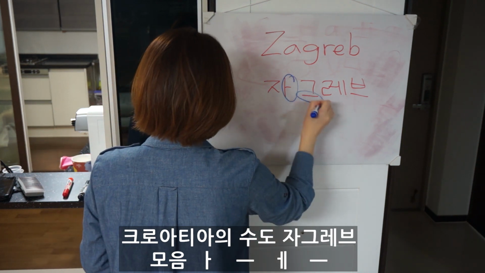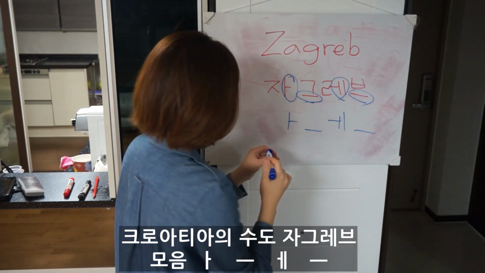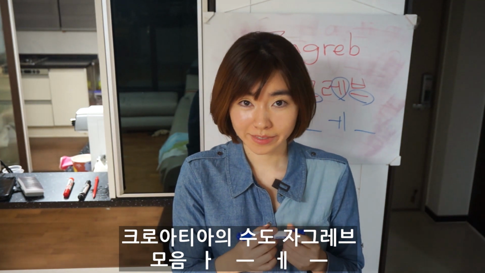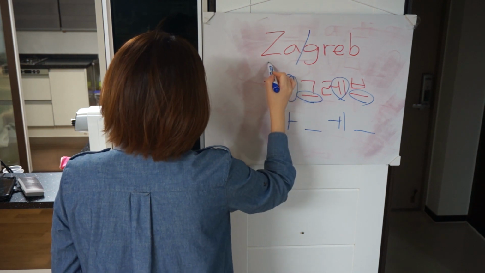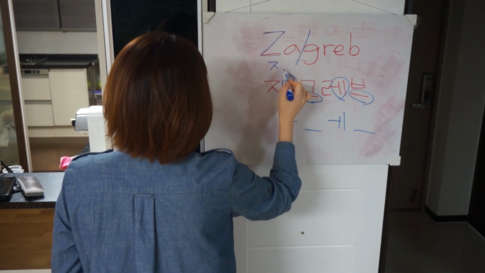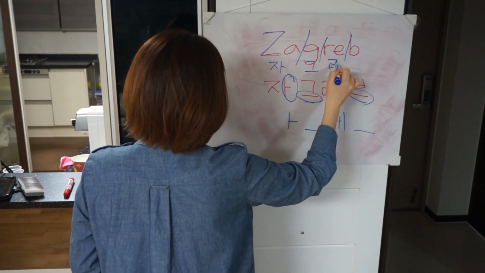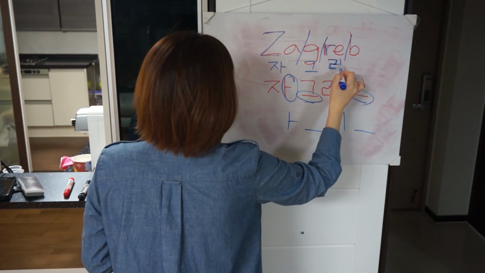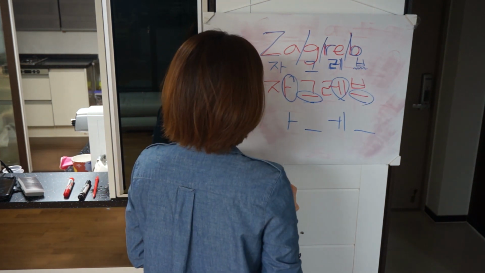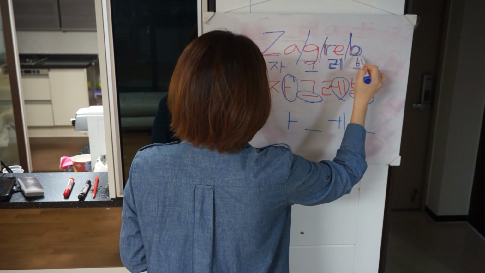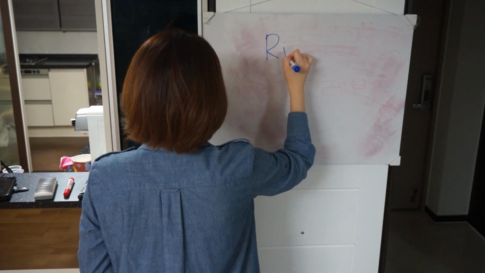Vowel 아, 으, 에, 으. Consonant 지읒 자, 그, 리을 sound 레, 브. We have 비읍 레, 브.